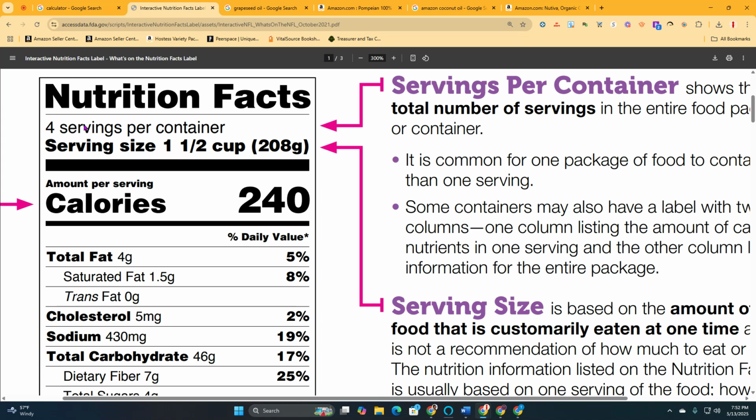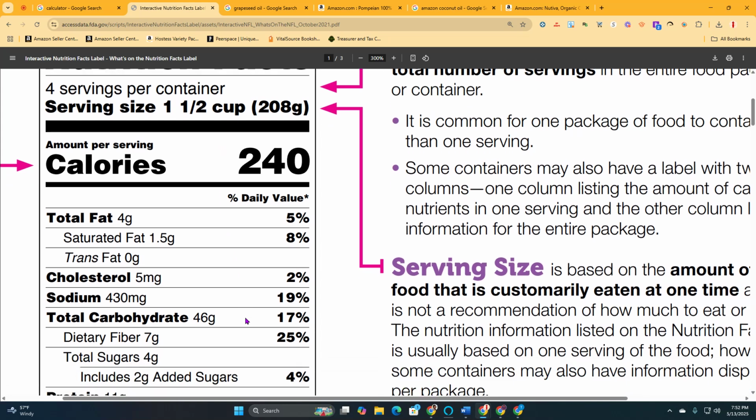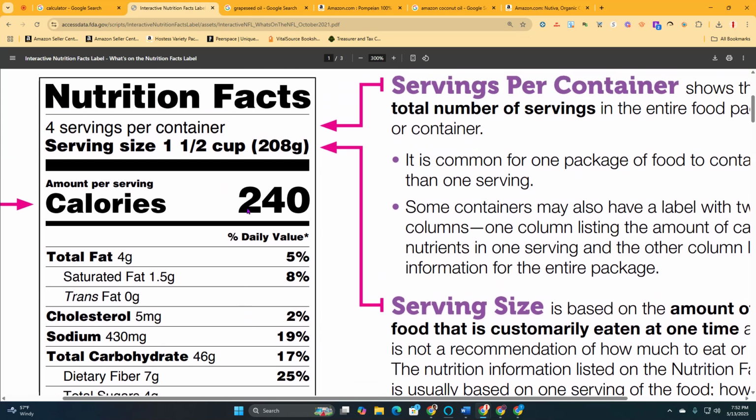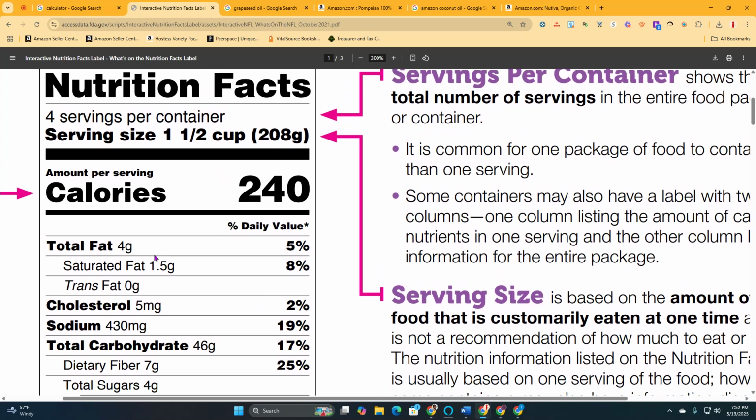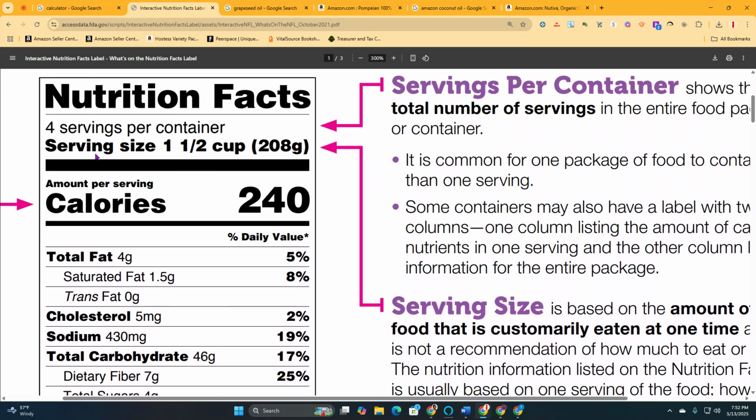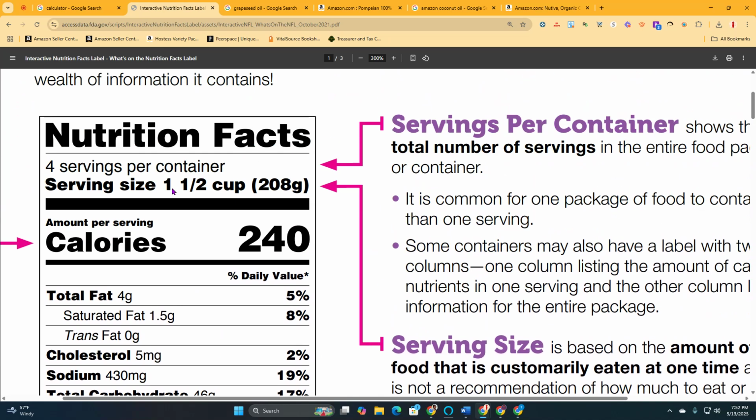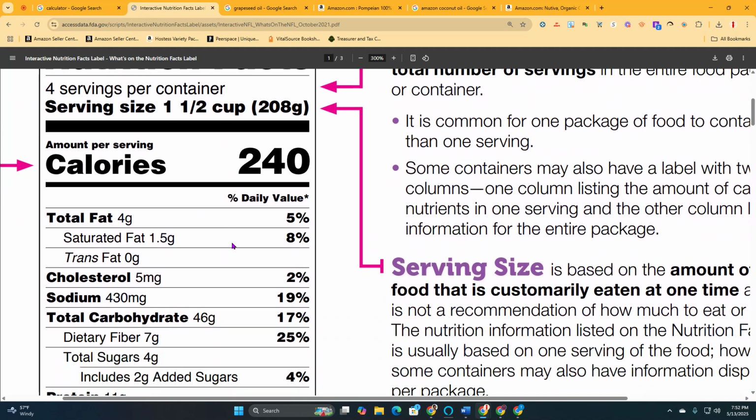So this particular item has 4 servings per container, and one serving is 1.5 cups. If you have the entire container of this, let's say it's crackers, all 4 servings, then you have to multiply the calories by 4 and everything else here by 4. If you have 2 servings, then you multiply everything by 2. So that'll be 3 cups; 1.5 cups times 2 is 3 cups. A lot of people don't understand that there's a serving size and servings per container, and a serving size is how much you should have in one sitting or in a day.